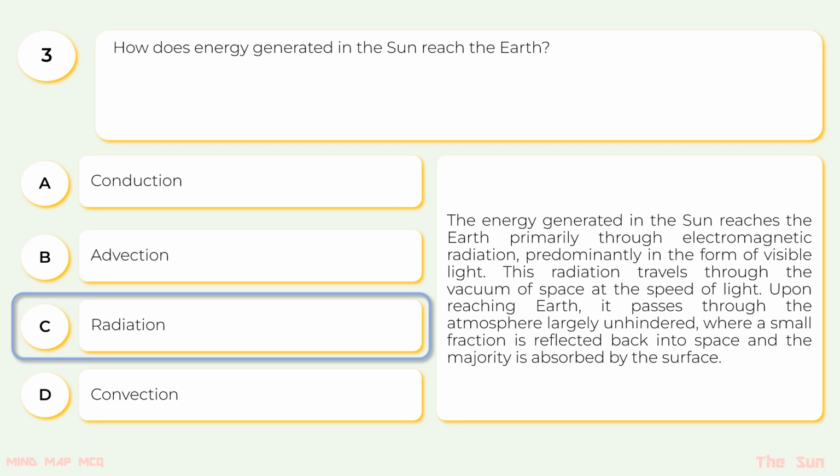light. This radiation travels through the vacuum of space at the speed of light. Upon reaching earth, it passes through the atmosphere largely unhindered, where a small fraction is reflected back into space and the majority is absorbed by the surface.